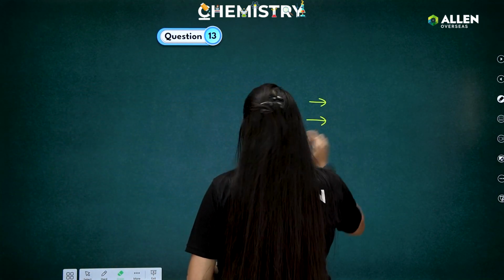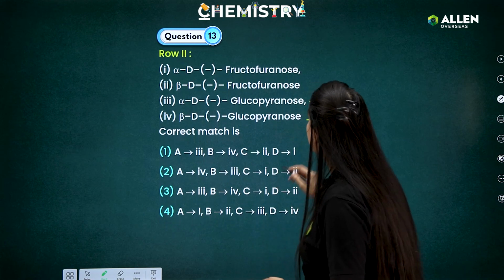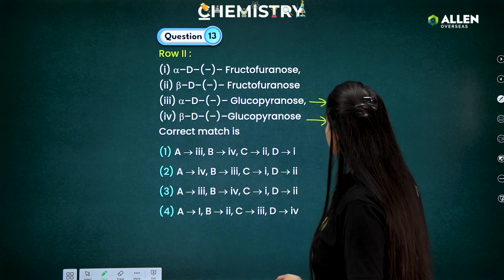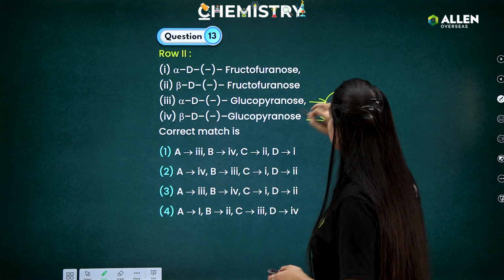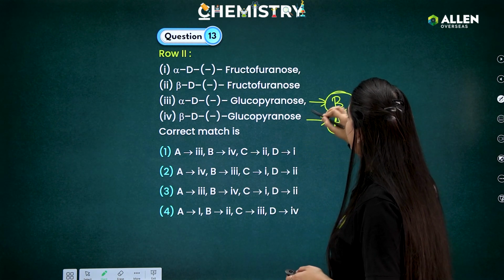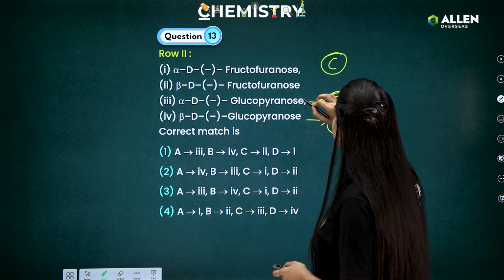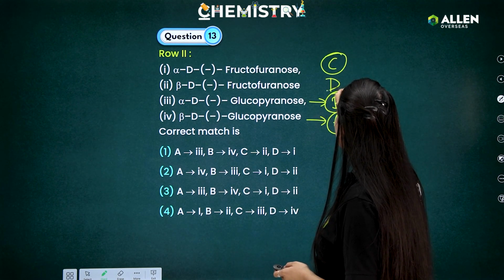So if I talk about, this will be beta, the first one. So this will be A, then alpha, that will be the second one, and then we had again alpha, that will be the third one, and then we had beta, which will be the fourth one.